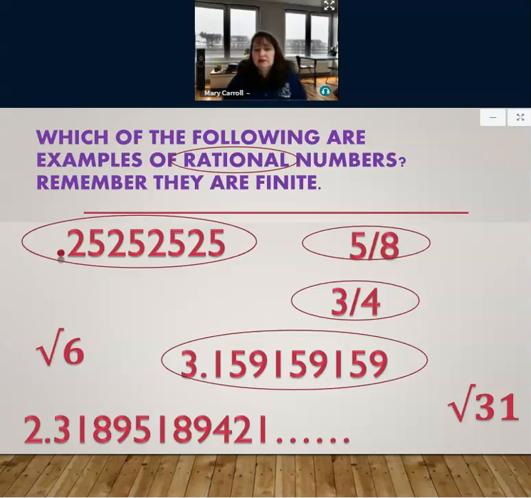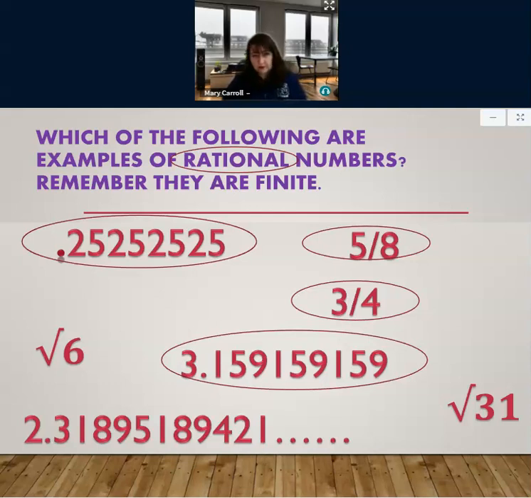Okay, so a rational number, remember I said terminating or repeating. It's kind of a little of both with a 0.2525. I did end it, but it also repeats. Or the 3.159159. The 5/8 is a fraction. The 3/4 is also a fraction.